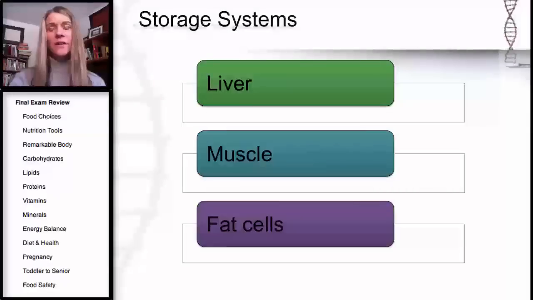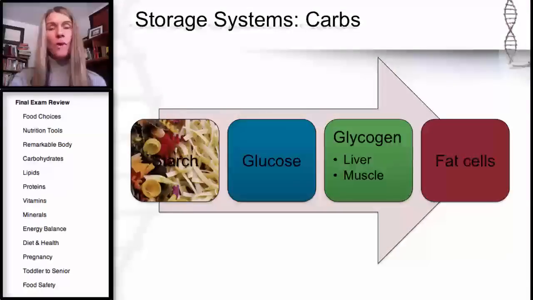So lastly, in this video, we're going to finish up with the storage systems. Remember, the three areas where food nutrients are stored are the liver, the muscles, and the fat cells. When we eat carbohydrates, remember the plant storage form of carbohydrates is starch, that is broken down into glucose, and that is stored in the liver and the muscle first. Whatever's left over then goes to the fat cells.